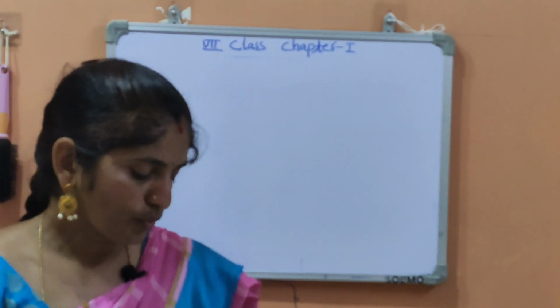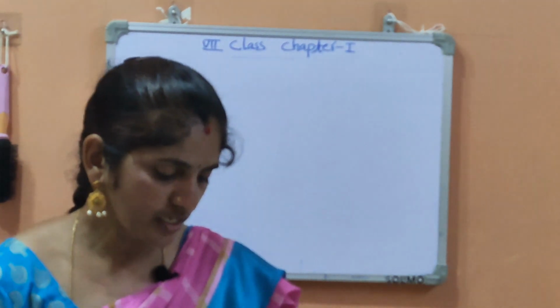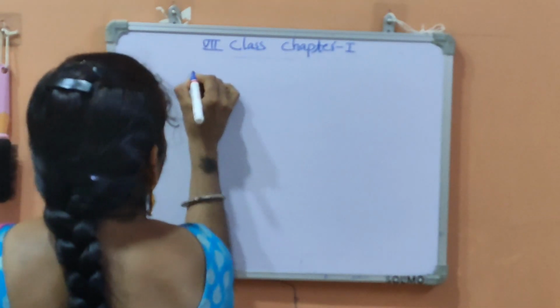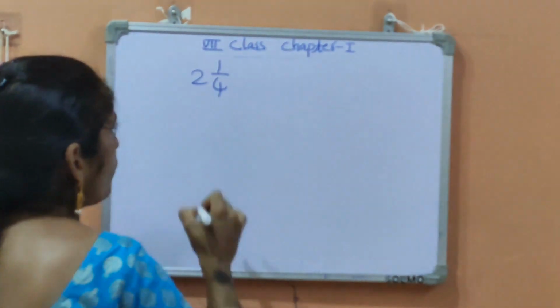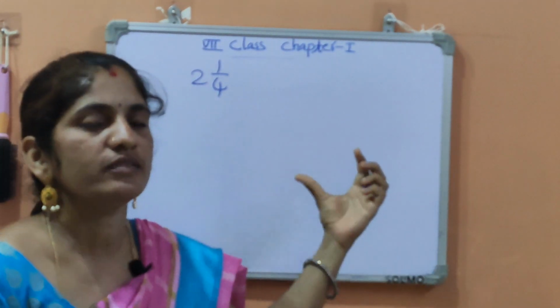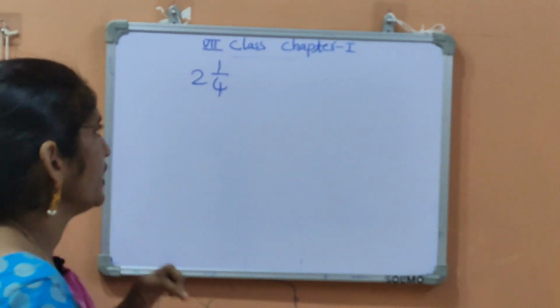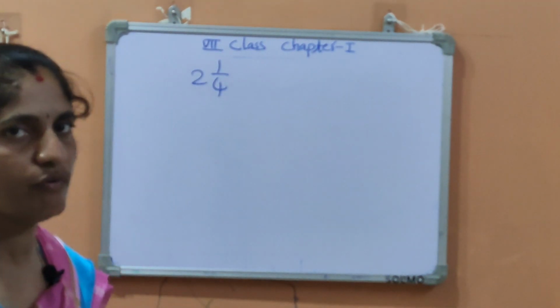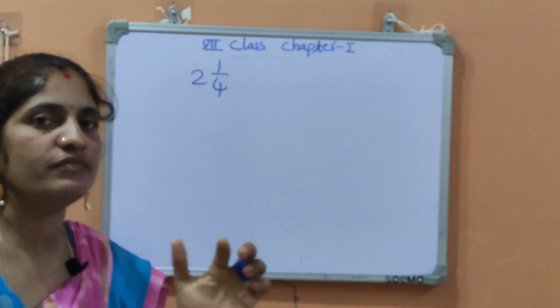Represent 2 1 by 4 pictorially. How many units are needed for this? 2 1 by 4, 2 whole parts and 1 by 4. The question is to show this fraction pictorially, meaning 2 whole parts and 1 by 4. The question is how many units we need.